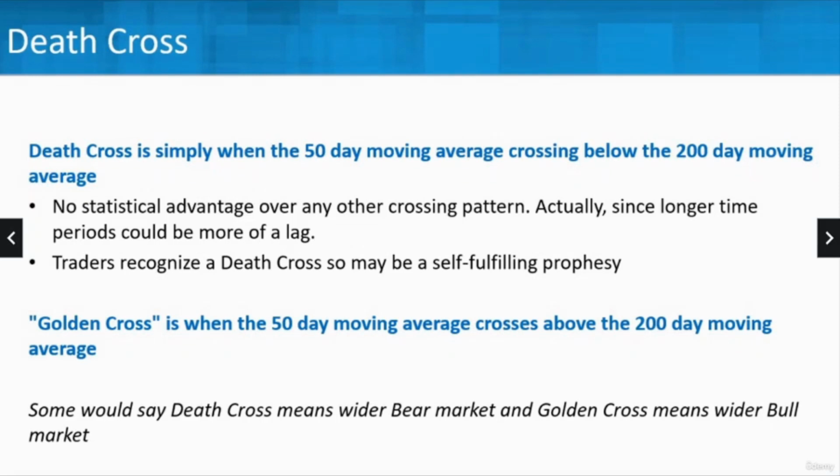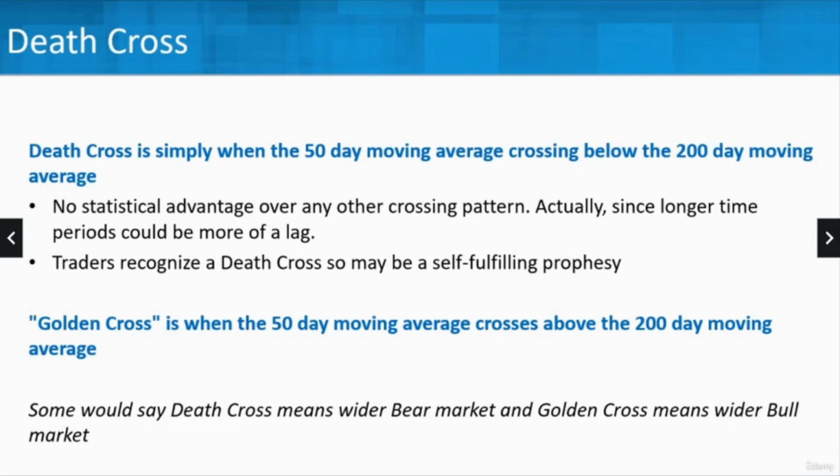The media talks about a death cross, so it might be a self-fulfilling prophecy: oh my gosh, a death cross is happening, we need to be aware that prices are about to really go down because we're going to cross this death cross, or it just happened. So this is a terrible thing. Same thing with a golden cross. The opposite is when the 50-day moving average crosses above the 200-day moving average. That means prices are going to go up.